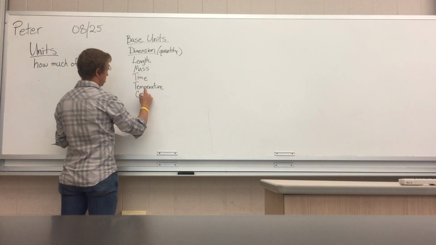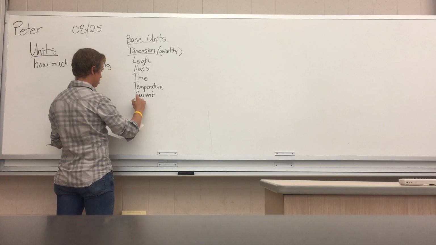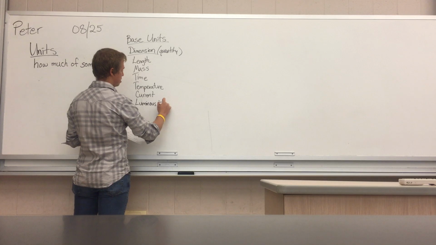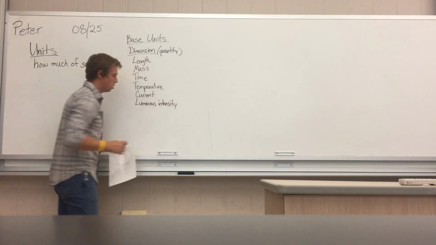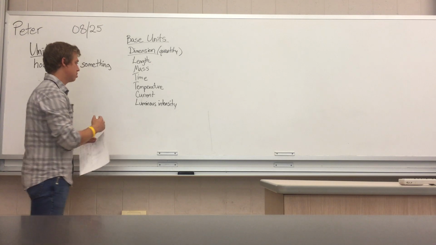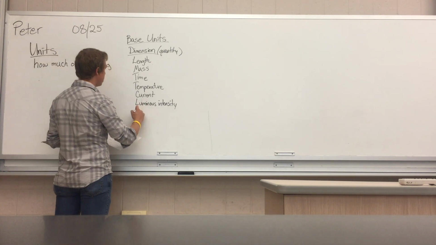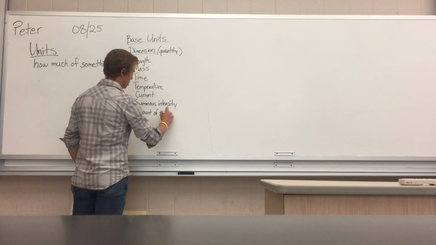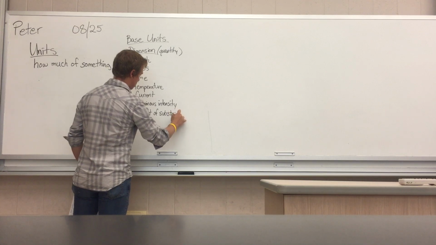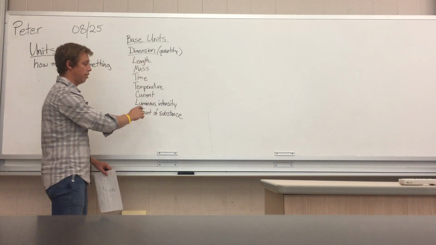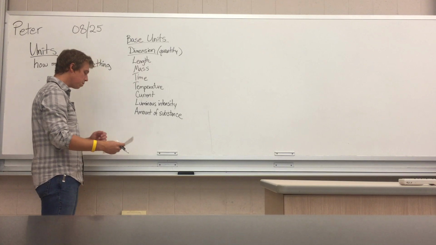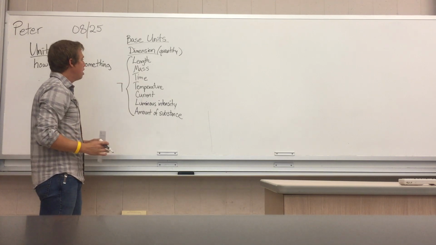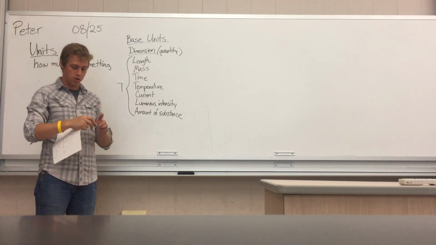temperature, current, this is electromagnetic current, luminous intensity, so this is essentially like how bright is something. There's more details, obviously. And this last one is amount of substance. Okay, and we're going to go into a little bit more detail about that amount of substance one, okay? So there are 7 of these. These are the 7 base units.